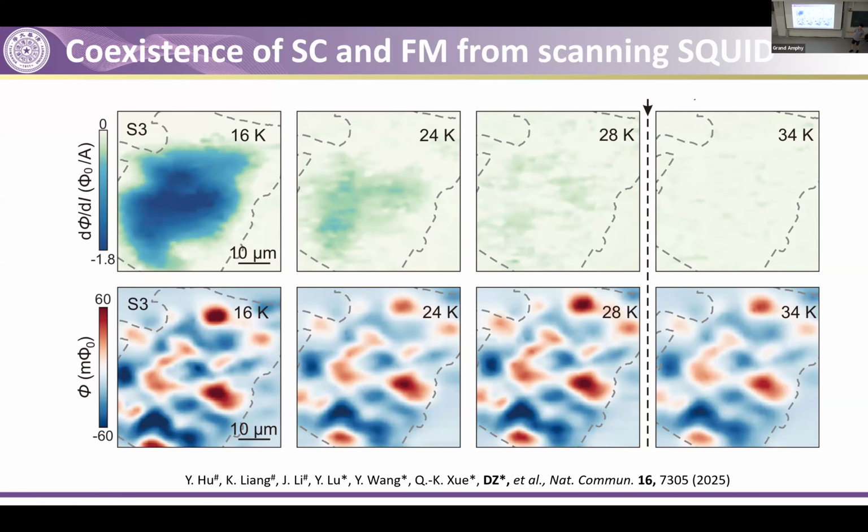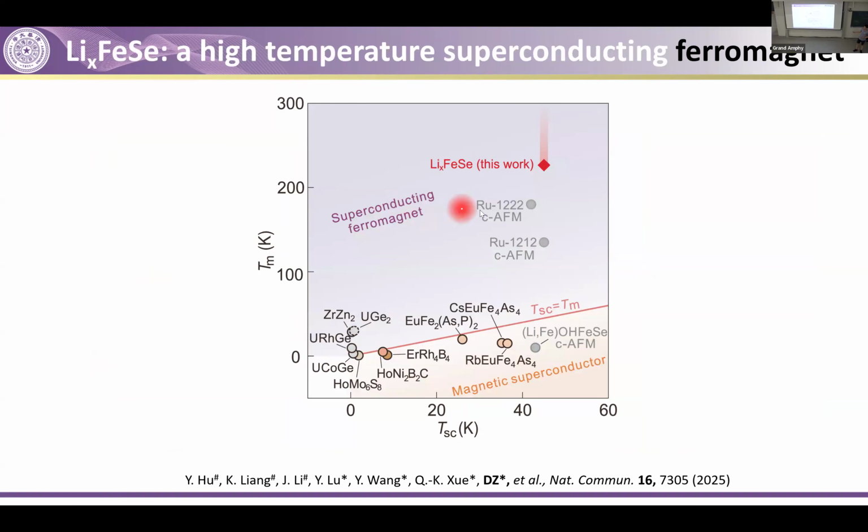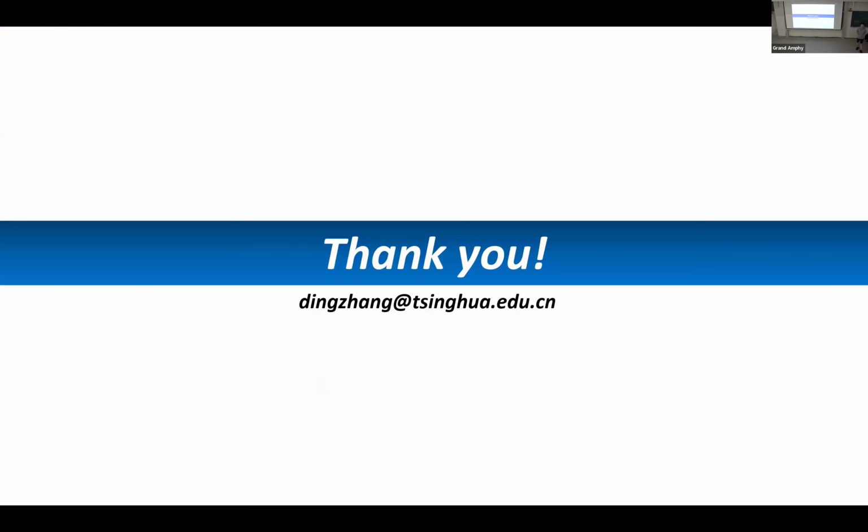The resolution now is about 2 micrometers. So I think for this system, they can coexist in a microscopic way. So this system somehow has both a high Tc, a high superconducting transition temperature, and also a high ferromagnetic transition Curie temperature. Yeah, this is really insane.